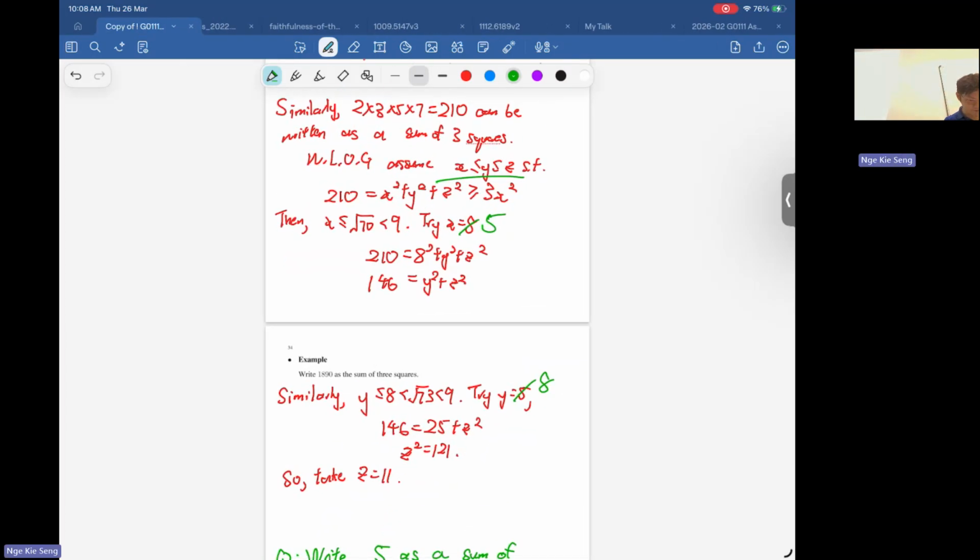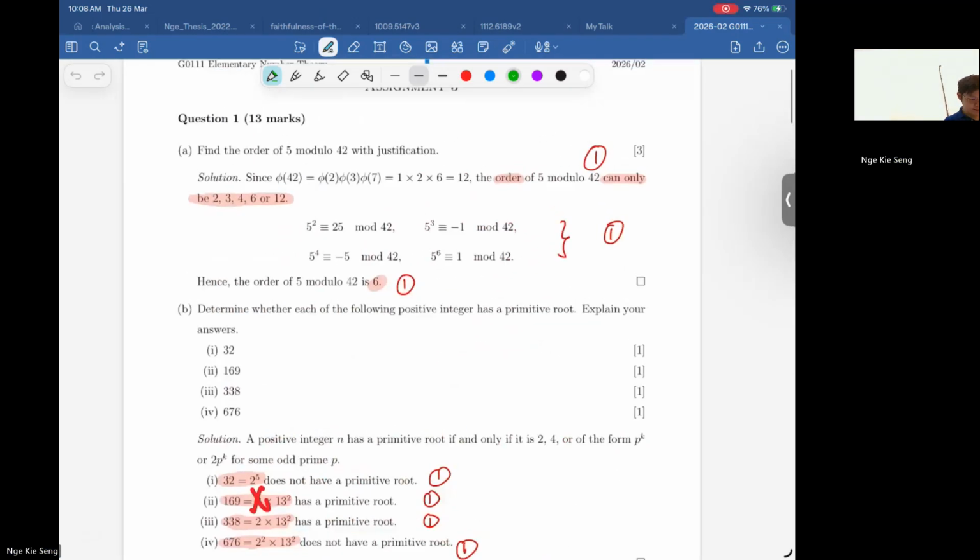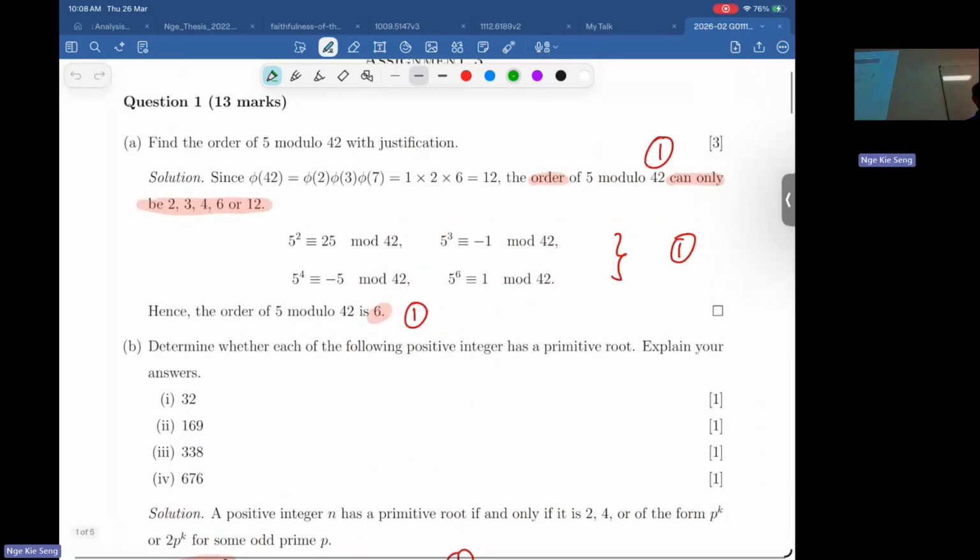No, then I will just go to the assignments. Right. So let's look at the assignments here. So our first question, there's a lot of parts. I mean, every question has a lot of small parts. First, find the order of 5 modulo 42 with justification.